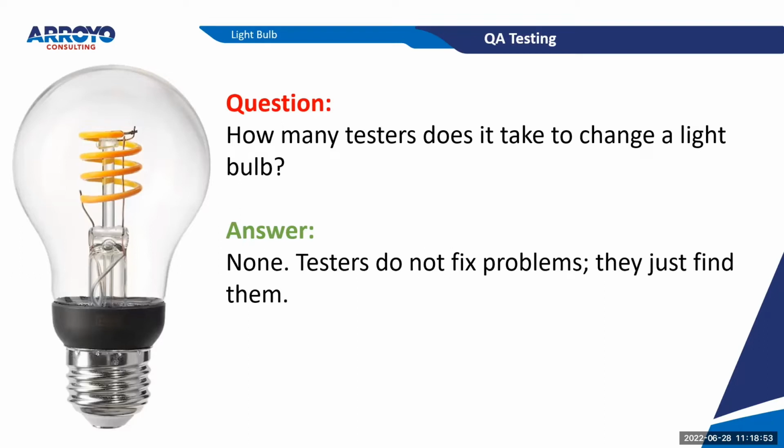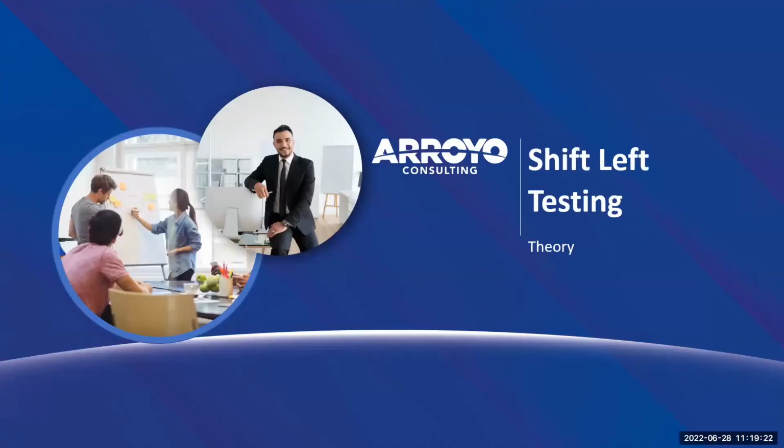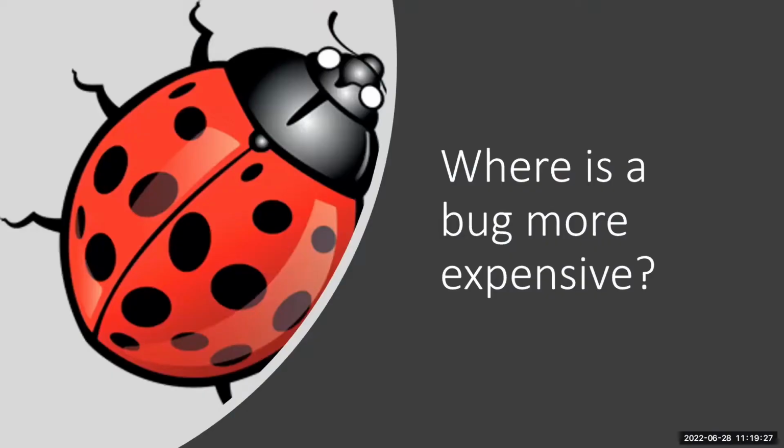So with this little joke, the tester's focus is only to try to find a bug, but they support it over a bigger process. The idea is that this process is supported over the same software development life cycle. In this case, we want to see what shift left testing means. So for that, we have another question: where is a bug more expensive?